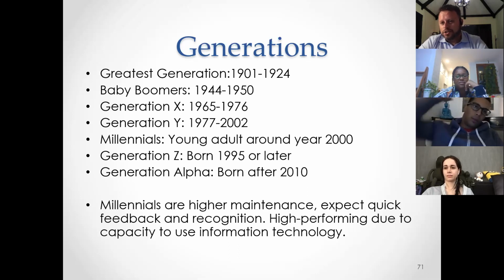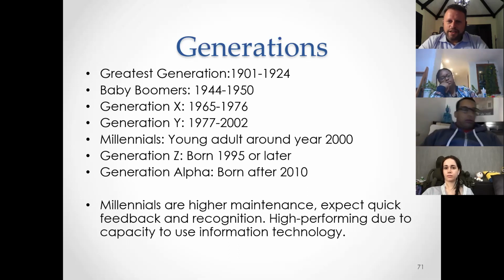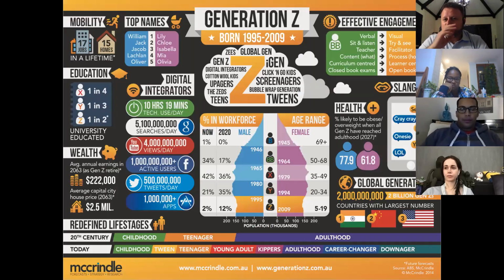Millennials are high maintenance. They always want to know if they're doing a good job. You know, they need praise, they need feedback. Millennials expect feedback from HR. They expect recognition if they did a good job. They're very high performing because they can use a lot of technology. You know, some of the differences between all these different generations.